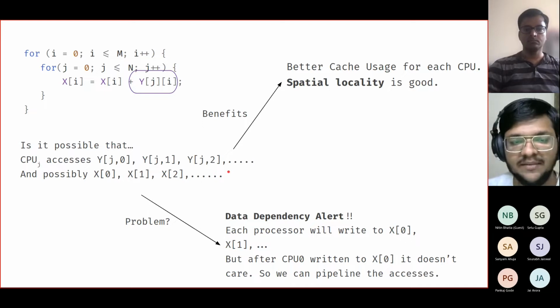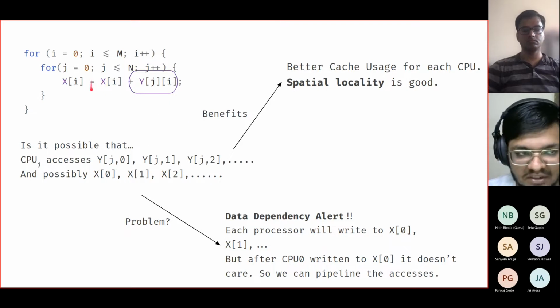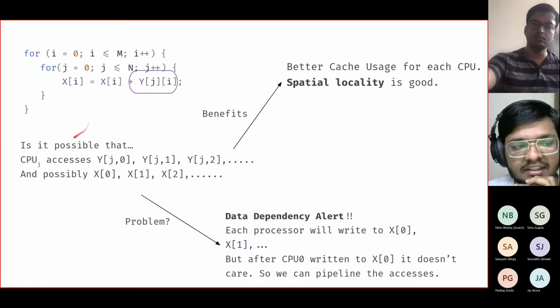If this particular scheme can be implemented, then we can surely see that we are getting better cache usage and there is very high spatial locality in here. But there is one problem: there is a data dependency. Each CPU j thread is going to write on x0, x1 and so on. Each CPU is going to access x0 and write on that.